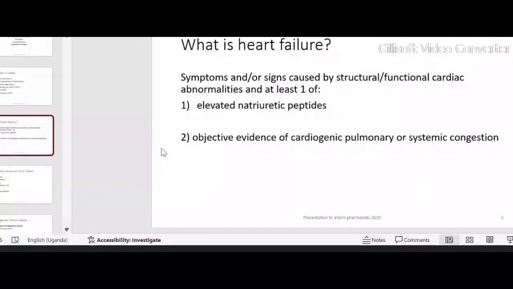And then the patient will either have elevated natriuretic peptides. This is a protein that indicates the patient's heart is undergoing some degree of strain, giving us an elevated BNP. We call this BNP, B-type natriuretic peptide. Or the patient will have objective evidence of cardiogenic pulmonary or systemic congestion. They'll generally have fluid overload. That's what we mean by fluid overload. This patient will be congested, either in the lungs or in the extremities.